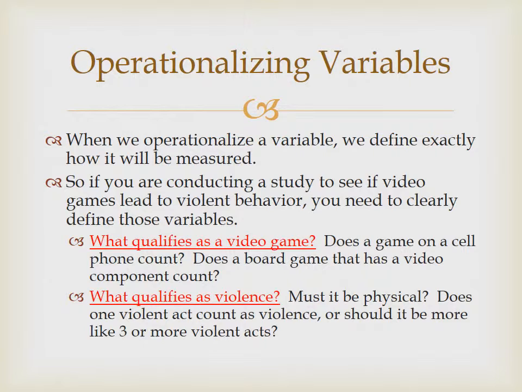You would also need to operationalize your dependent variable, which in this case is violence. So must the violence be physical? Does just one violent act count as violent behavior? Or are we saying someone is displaying violence if they show 3 or more violent acts? So again, we're just honing in here. You have to really carefully define. I have some more examples.